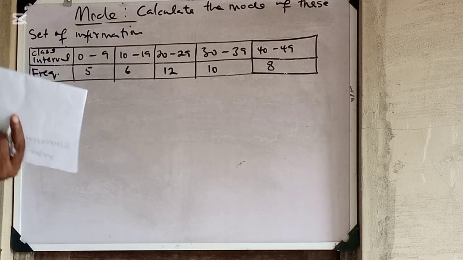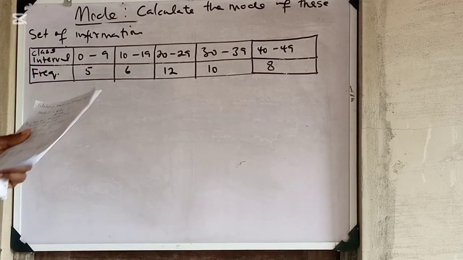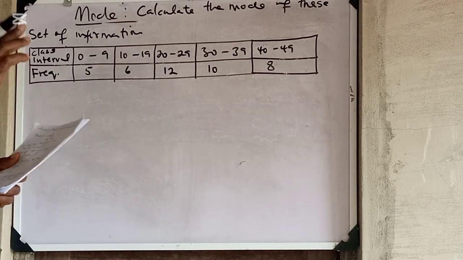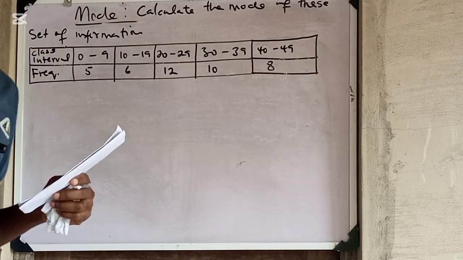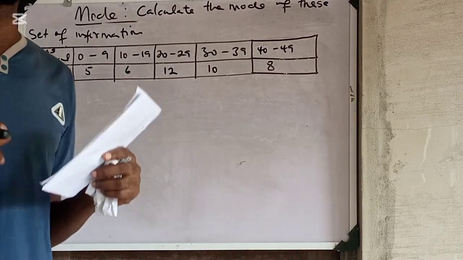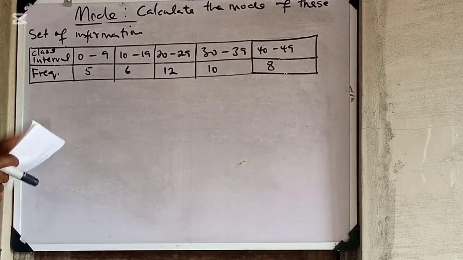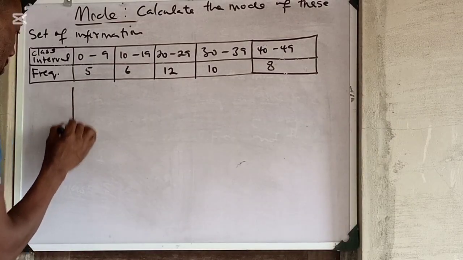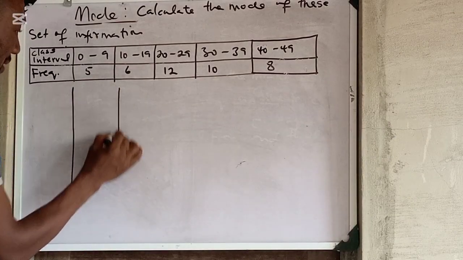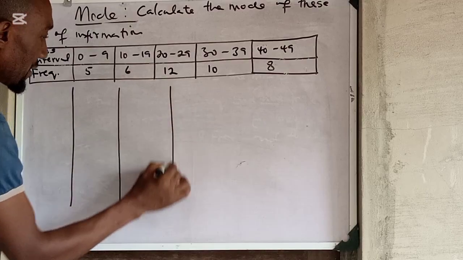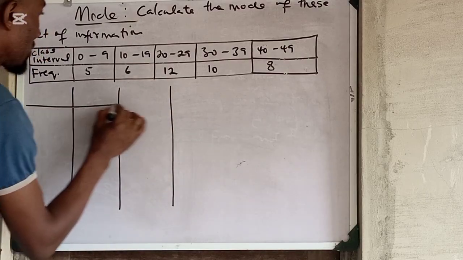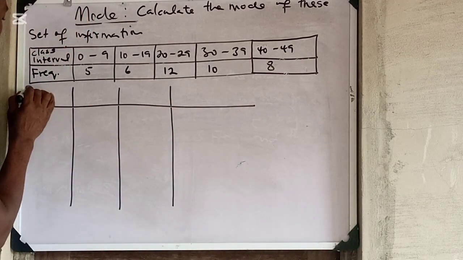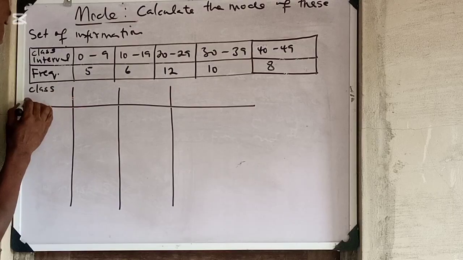If you recall the formula that I gave out, our mode is L1 plus delta 1 all divided by delta 1 plus delta 2, all multiplied by C. So here, let's look at how we can calculate this. Let's create our columns and see how many columns we will need. The first we have is the column for class interval.